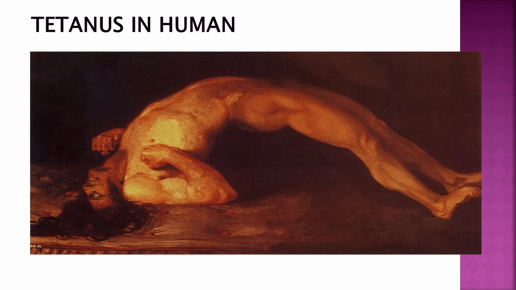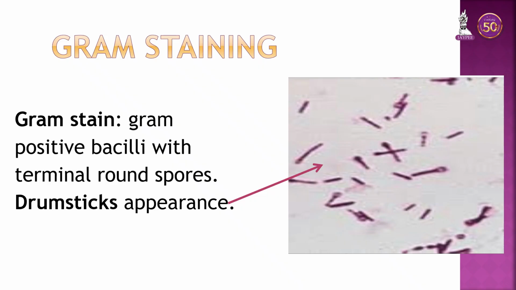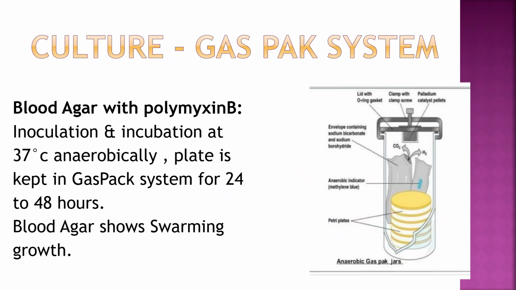Here you can see in this picture tetanus in human. So it is simultaneous contraction of all the somatic muscles. Now after sample collection, first step is the direct microscopy, that is done by gram staining. So in gram staining of the material, you can see gram positive bacilli with terminal round spores, that is giving drumstick appearance. And in this diagram you can see drumstick appearance of the gram positive bacilli.